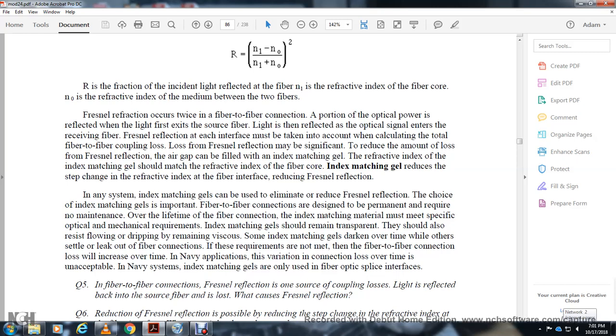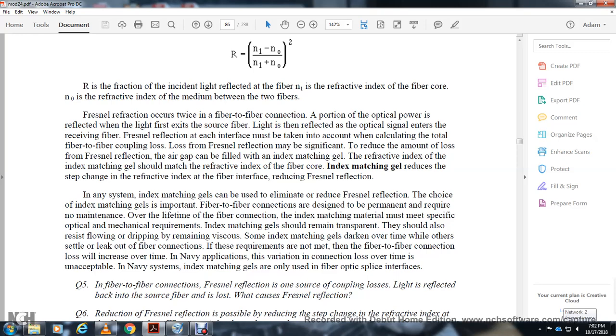The refractive index of the index matching gel should match the refractive index of the fiber core. Index matching gel reduces the separation in refractive index at the fiber interface, reducing Fresnel reflection. Any system with index matching gel can be used to reduce Fresnel reflection. The choice of index matching gel is important in fiber-to-fiber connection design, as the connection is permanent and requires maintenance over its lifetime.